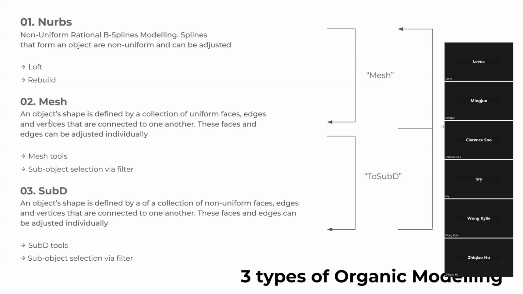The next type of organic modeling is a mesh. Essentially, what mesh is that an object's shape is defined by a collection of uniform faces, edges, and vertices that are connected to one another. A NURBS object that is split into a mesh is split into multiple planar uniform faces, and these faces can be adjusted individually. What mesh allows you to do is adjust sub-objects, which are the subplanes within each overall shape. Under this, we'll cover mesh tools and sub-object selection via filter.